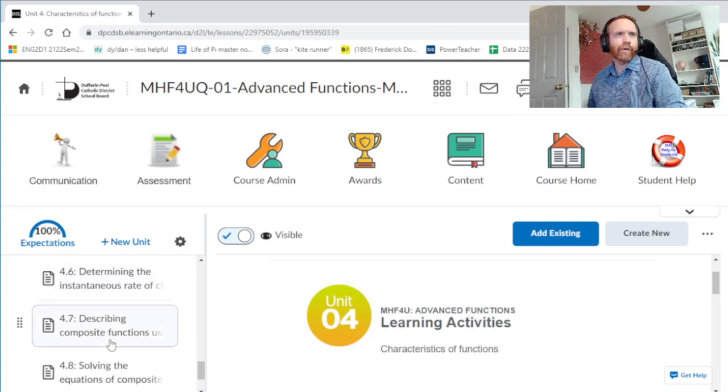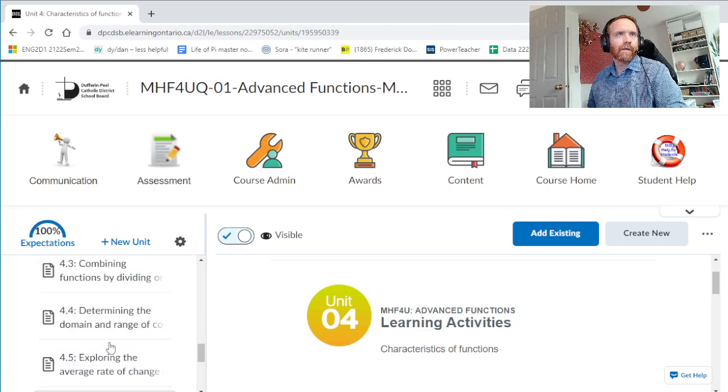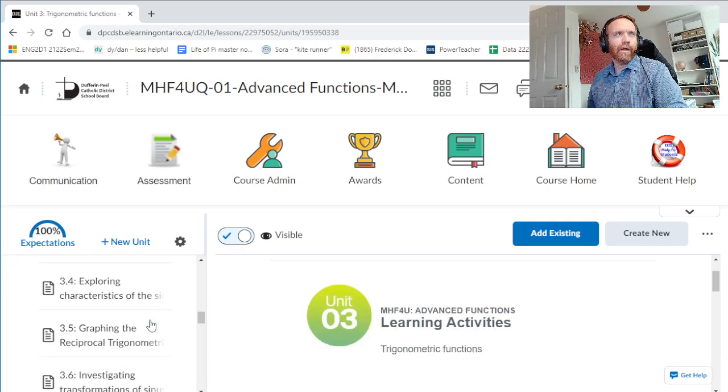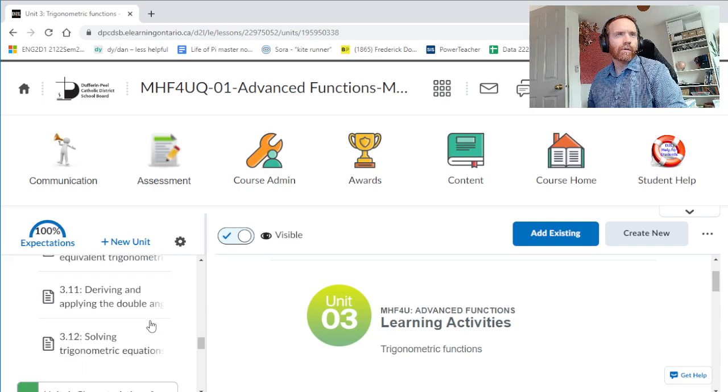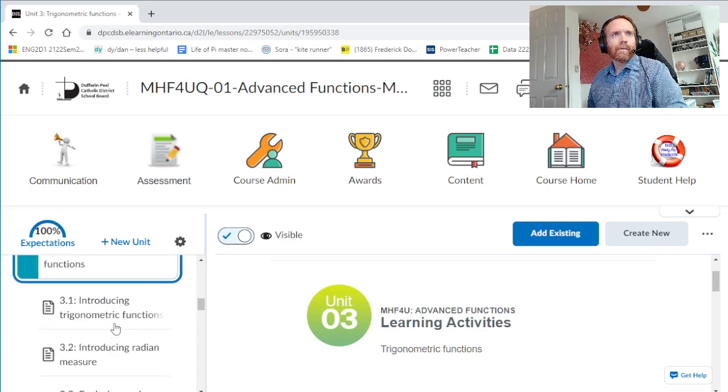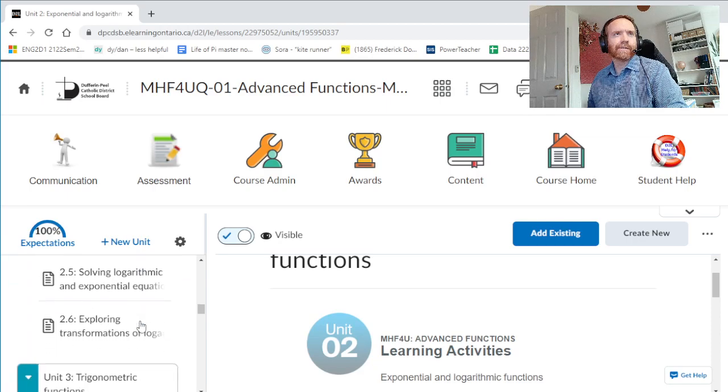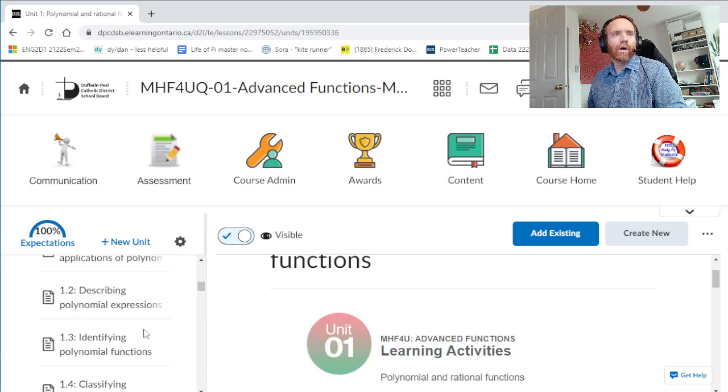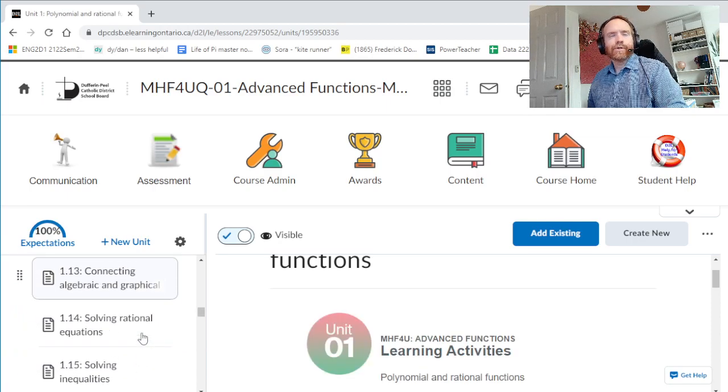In Unit 4, you can see there are 8 lessons. In Unit 3, there are 12. In Unit 2, there are 6. And in Unit 1, there are 15. So there are 41 lessons all told, and 4 units.